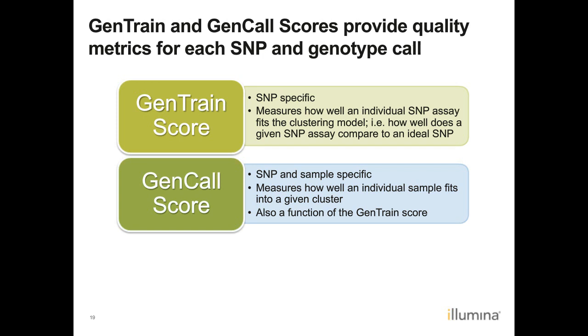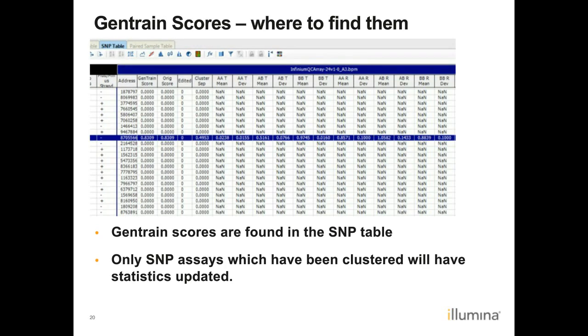You can find the GenTrain scores in the SNP table. You can see here for this particular project that there is a column called GenTrain score. And you'll notice in this project that we've created, only the one SNP that we've actually clustered has a score assigned to it. Only SNP assays which have been clustered will have statistics updated.